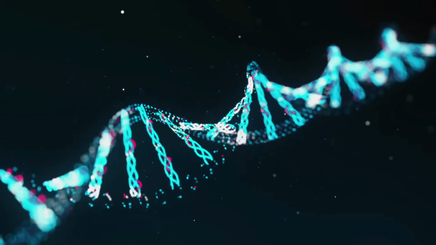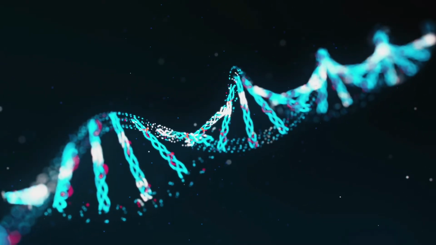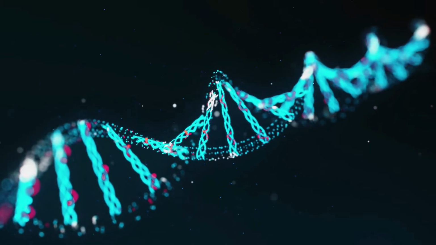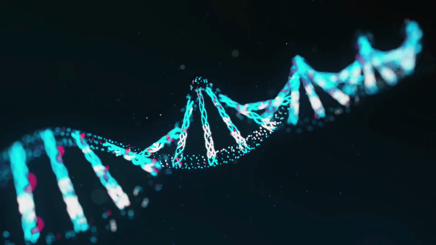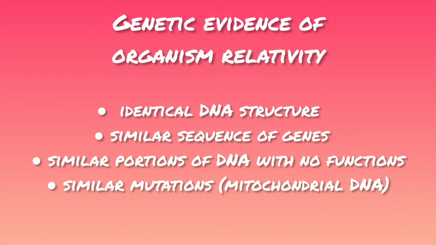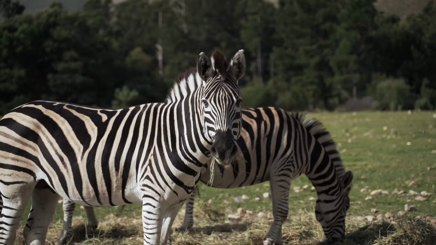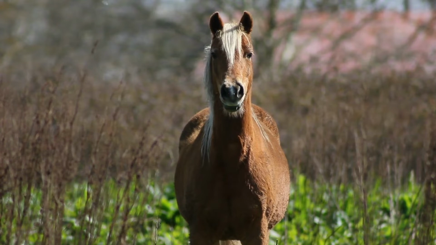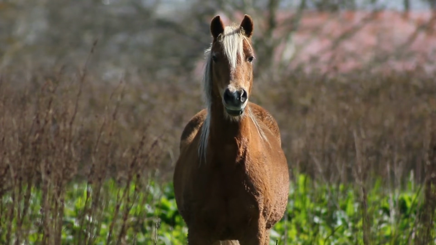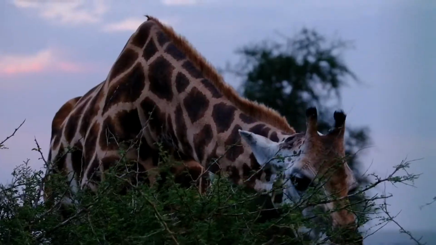The study of genetics deals with the similarities in and the differences of related organisms. Genetic evidence that organisms are closely related and are likely to have a common ancestor include identical DNA structure, similar sequence of genes, similar portions of genes with no function, and similar mutations. Species that are closely related have a greater similarity to each other than more distantly related species.